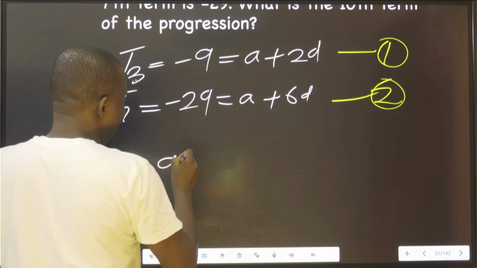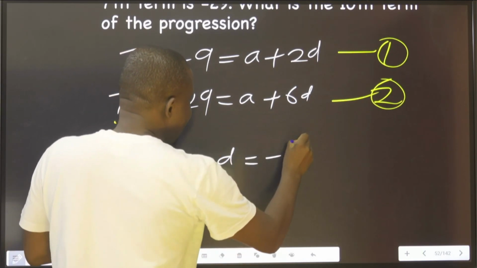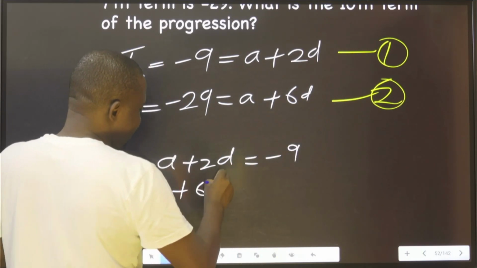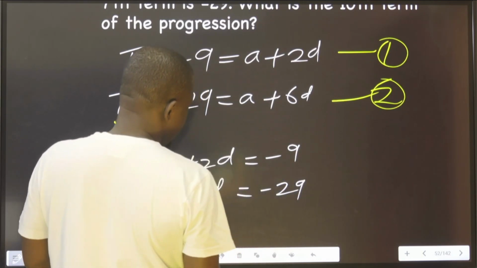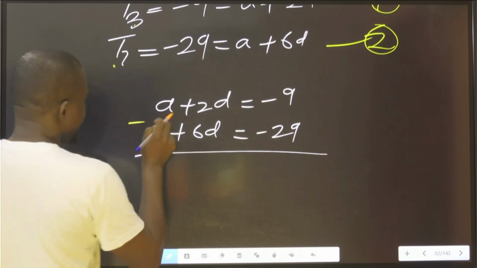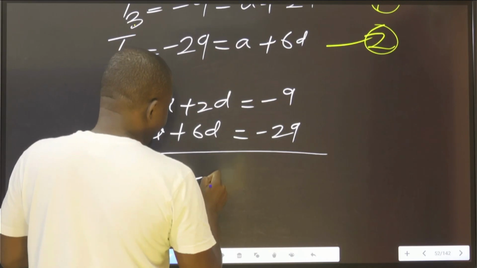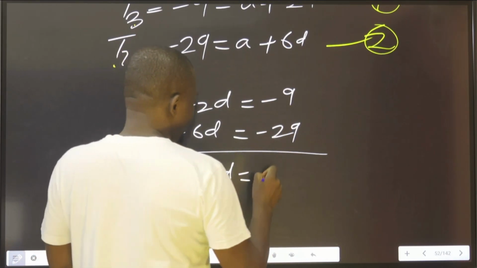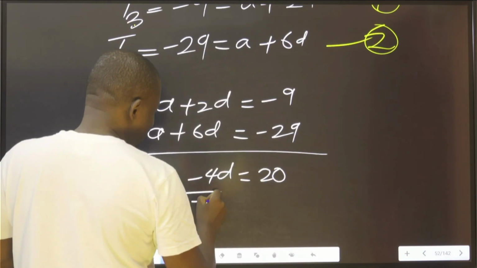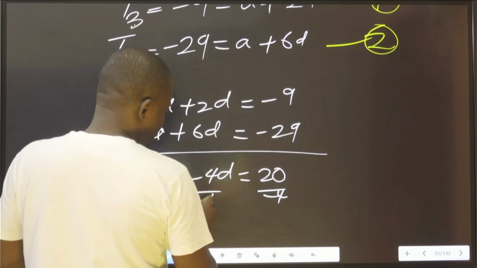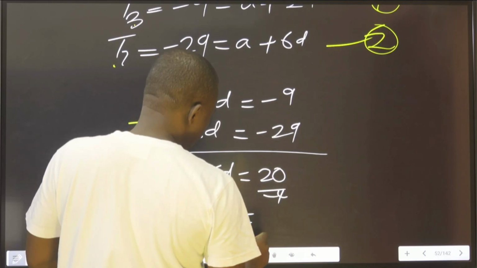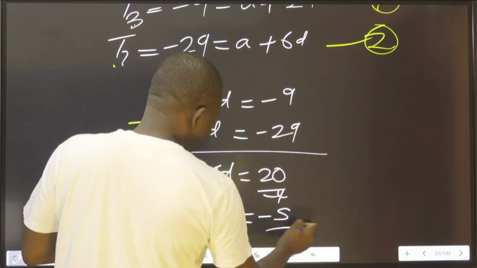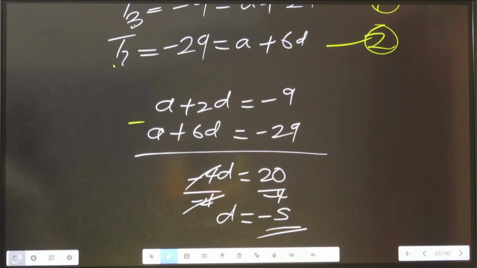Therefore, we can say a plus 2d is equal to minus 9, and a plus 6d is equal to minus 29. Subtracting, minus this minus this will give us minus 4d equals 20. Divide both sides by minus 4. d therefore is equal to minus 5. It means d is minus 5.